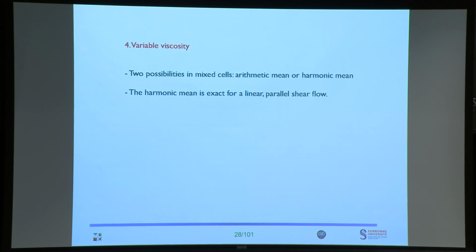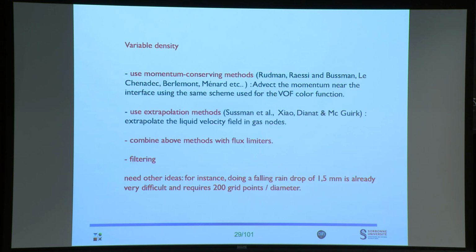Another difficulty is variable viscosity. We can take the arithmetic or harmonic mean. The harmonic mean turns out to be exact, but this is still a tricky issue, and the best way to deal with viscosity has not yet been found. We have approximate solutions, but it's not completely right.